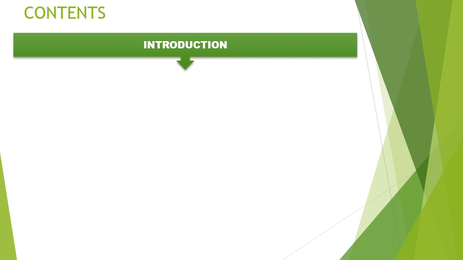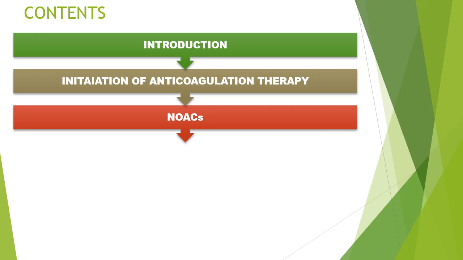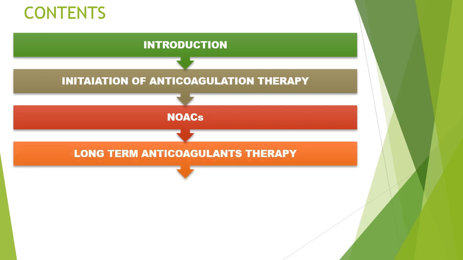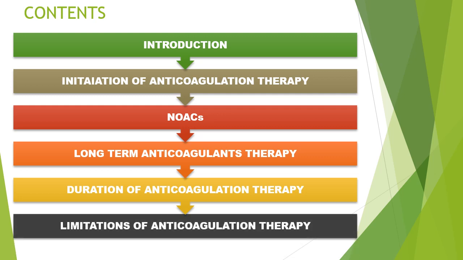The outline for today's presentation is: what is anticoagulation therapy for patients with DVT, initiation of anticoagulation therapy, what are the guidelines recommendations, what are NOACs and how they differ from vitamin K antagonists, what are their benefits and what are their different types, along with a brief literature review. Long-term anticoagulation therapy: is this indicated for every patient, or what are the best candidates for long-term anticoagulation therapy? Is this safe in every patient or not? This will also be the issue that we are going to focus on. What is the optimal duration of anticoagulation therapy? And finally, what are the limitations of anticoagulation therapy?